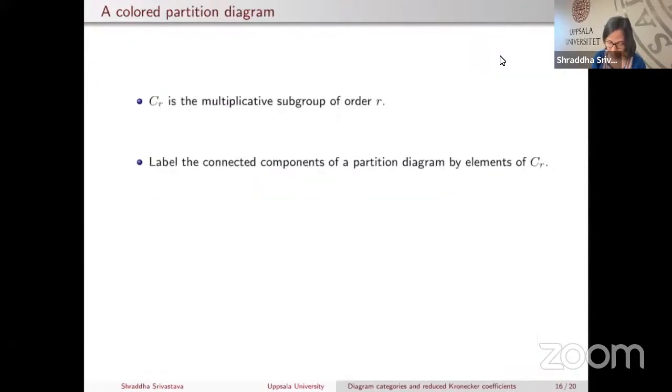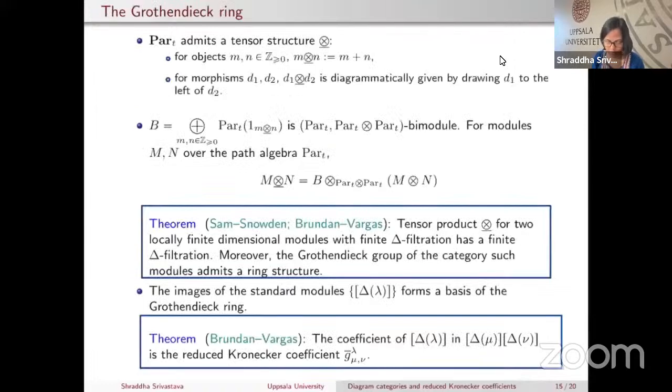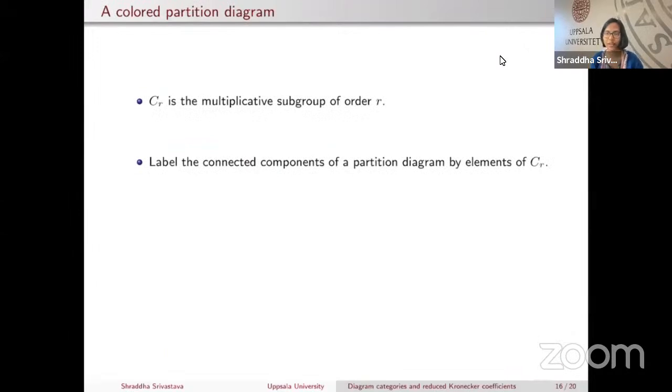Okay, so this was the story about the partition category or partition algebras. Now we are going to see some colored version. In the beginning, we said we start with a permutation diagram. We can color its edges by an element of the cyclic group C_R, and we get a colored permutation diagram. If we want to do the colored partition diagram, we look at the connected components of the partition diagram and color them by elements of the cyclic group C_R.